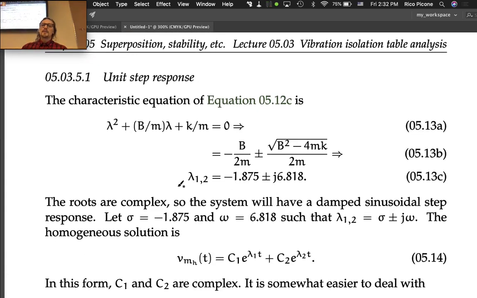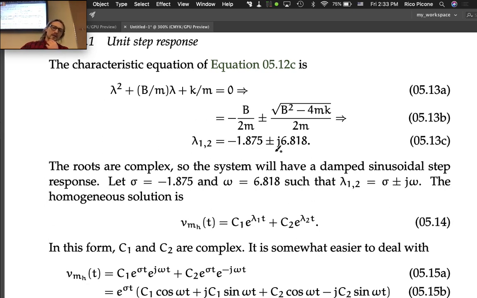To find the unit step response, it's still a bit of work. We've got to go through and find the characteristic equation, and we solve for the roots of the characteristic equation, which are complex. They have non-zero complex conjugate values.